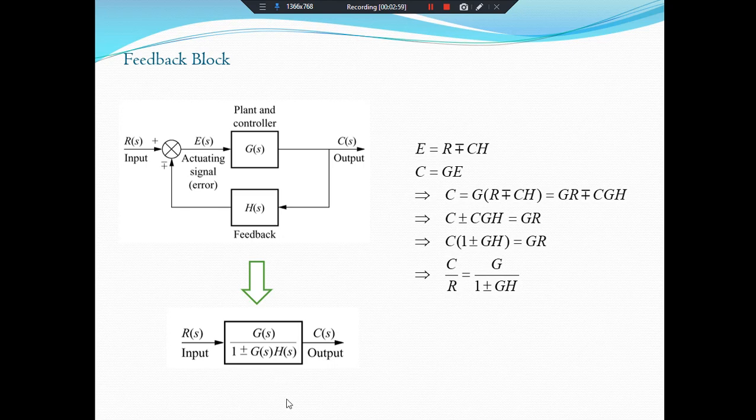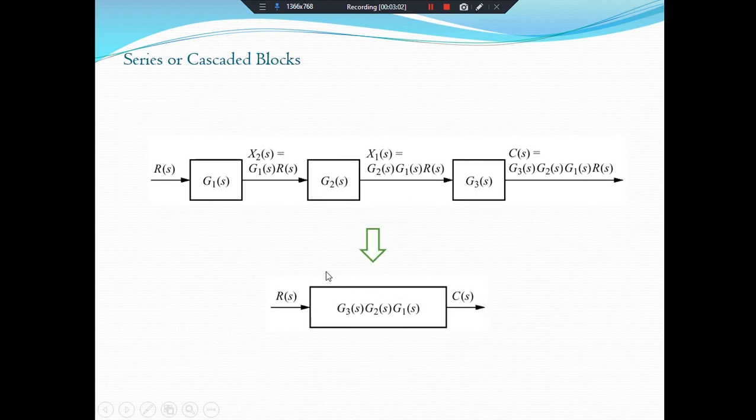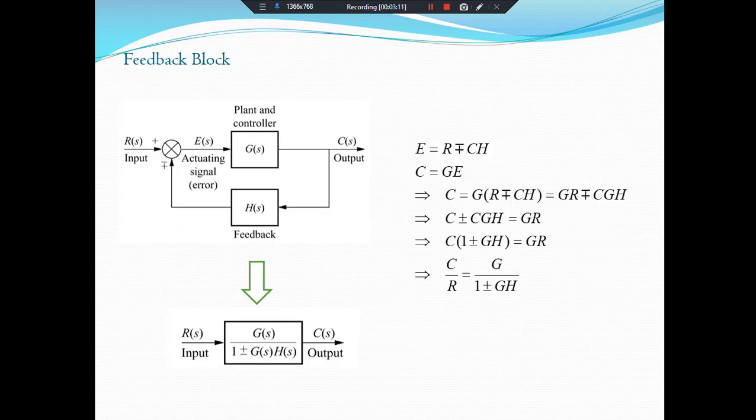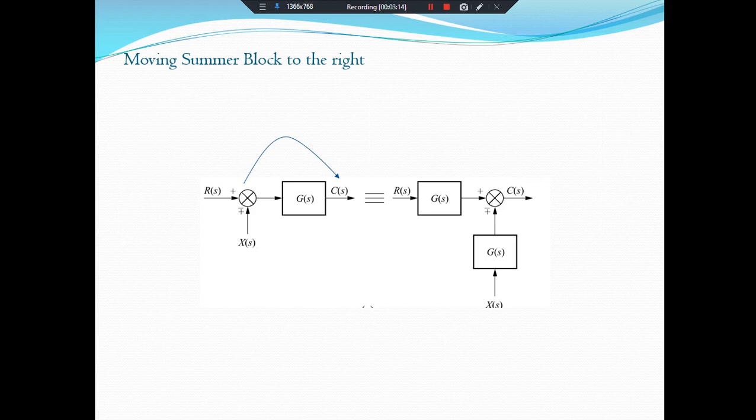I will repeat again that there are three possibilities. One is that the subsystems are in series or cascaded form, another is that they are in parallel blocks, and the third is that they are in a feedback block. Now the next method we will study is what to do if our block diagram is not in the required form, meaning it is not in the form of feedback, series or parallel. Then we will move the summing junction or the transfer function before or after the summing junction.